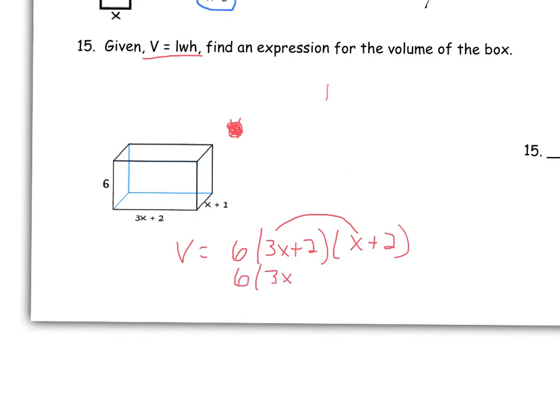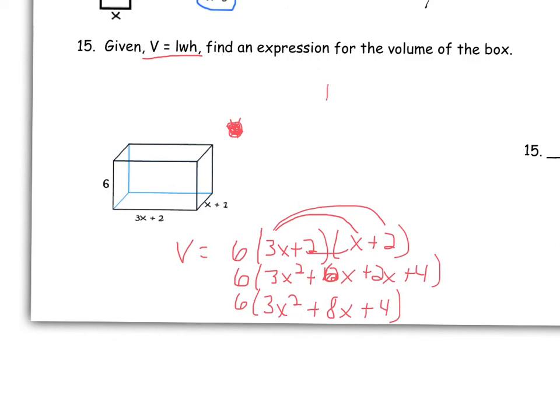So 3x squared plus 6x plus 2x plus 4. So 6 times 3x squared plus 8x plus 4. And then I'm going to multiply out that 6. So 18x squared plus 48x plus 24. So the expression for the volume is 18x squared plus 48x plus 24.